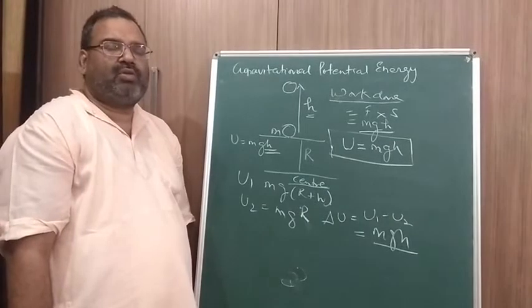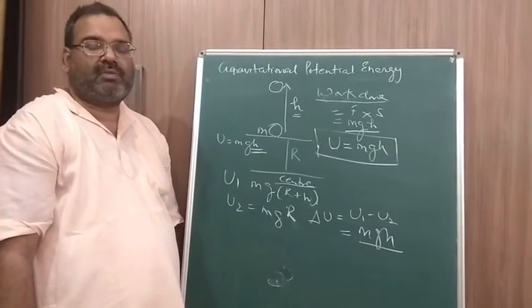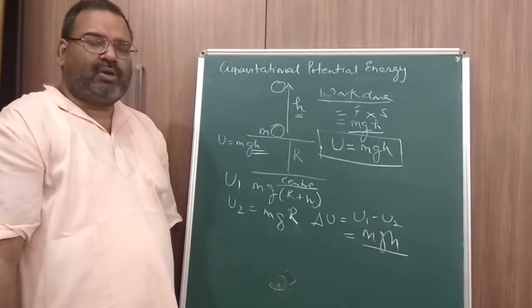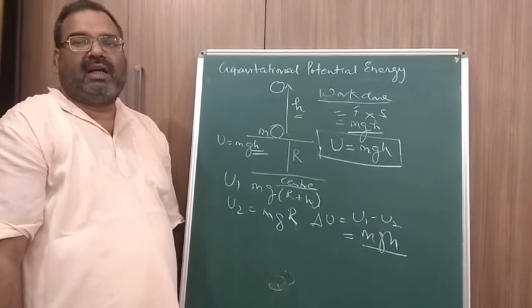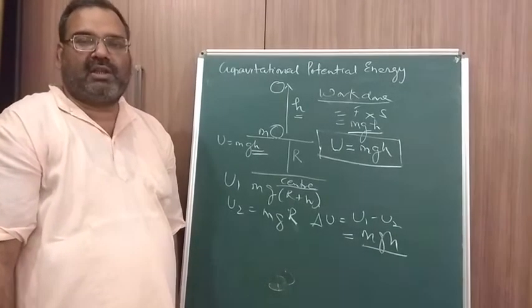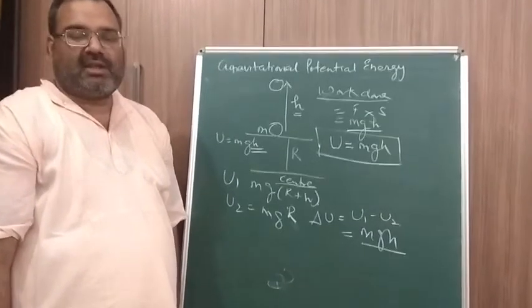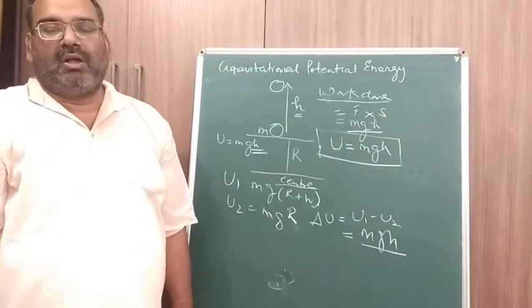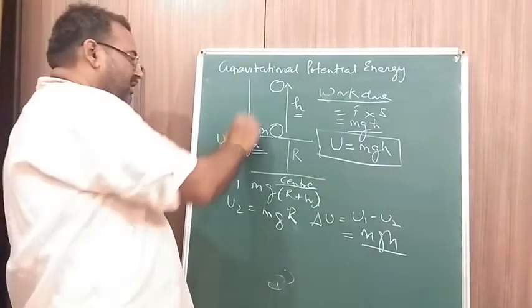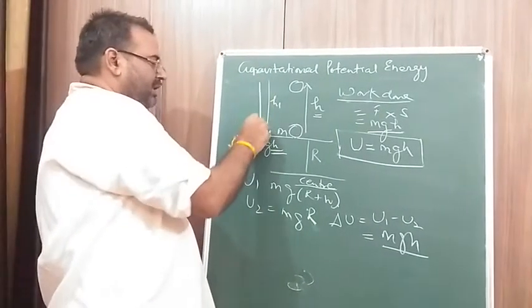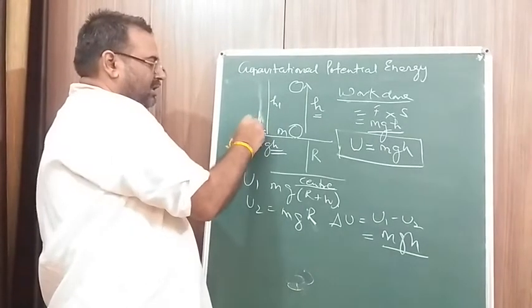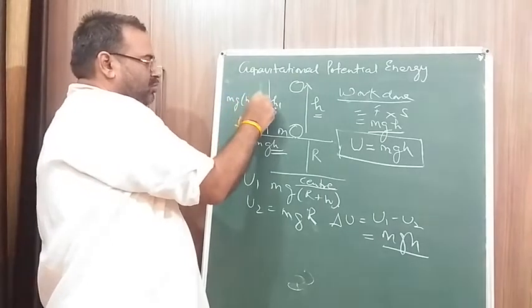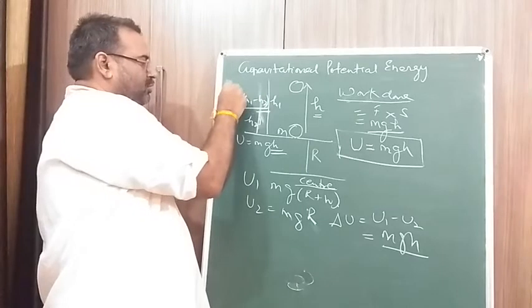Now if a body is being thrown in the upward direction, then the height is increasing from the surface of the earth. Then the work done is positive. The potential energy is positive. And if the body is falling down, then the height is decreasing, so the body is losing its potential energy. When the height is decreasing, the potential energy is decreasing. So if a body is falling from height h1 to height h2, then the change in potential energy will be equal to mg(h1 minus h2). This is delta U.